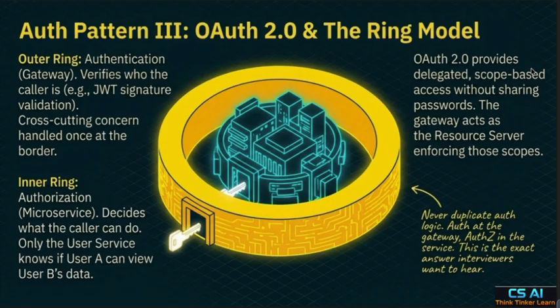Pattern three is the OAuth two-ring model. This is exactly the answer interviewers want to hear. We separate concerns. The outer ring is authentication, handled by the gateway to verify who the caller is. The inner ring is authorization, handled by the microservice to decide what the caller can do. Only the user service knows if user A is actually allowed to view user B's data. Never duplicate this logic. Auth at the gateway, auth in the service.